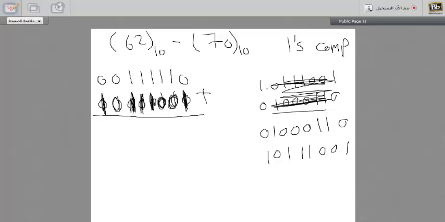Okay. So let's do the addition. 0 plus 1 is 1. 1 plus 0 is 1. 1 plus 0 is 1. 1 plus 1 is 0, and the carry is 1. Okay. 1 plus 1 plus 1 is 1 and the carry is 1. When you have 1 plus 1 plus 1, you have 1 and the carry is 1. Again, 1 plus 1 plus 1, you have a 1 and the carry is 1. 1 plus 0 plus 0 is 1, and then you have 1 here. Okay, I think this should be correct.